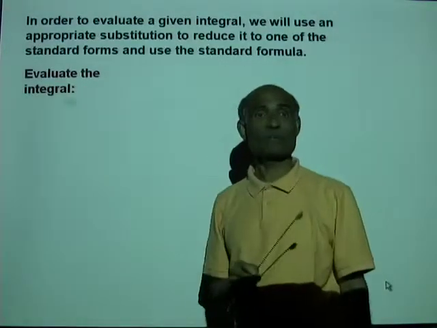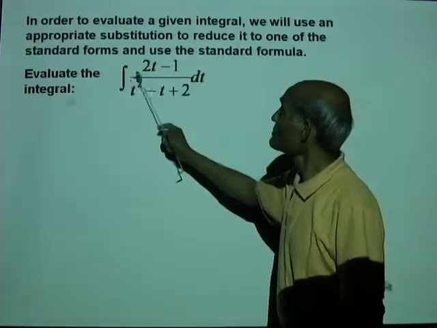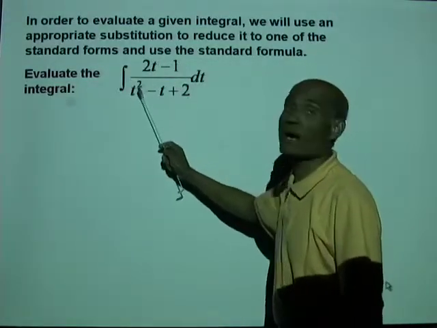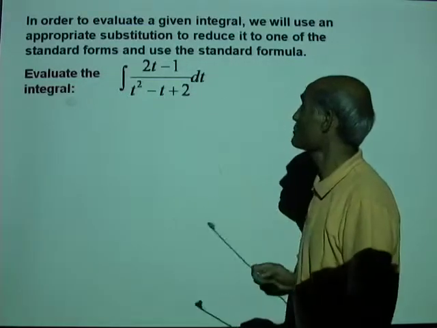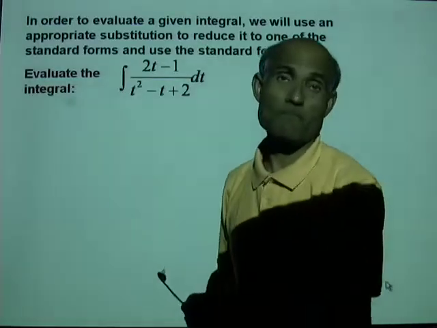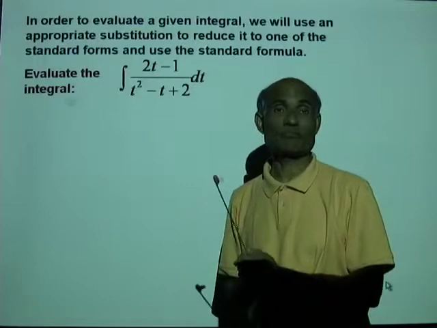Alright, let's practice with one integral. Evaluate the integral of (2t minus 1) over (t squared minus t plus 2) dt. Now, what will you do in a case like this?